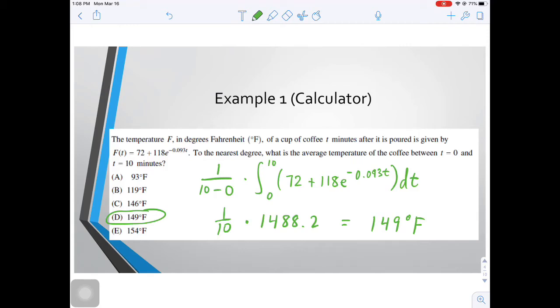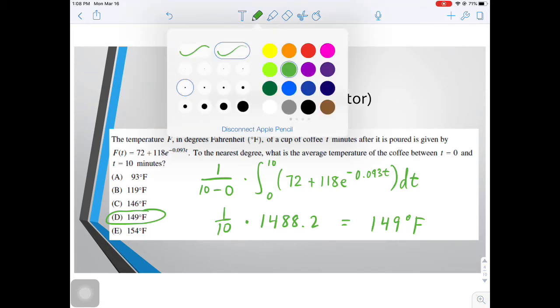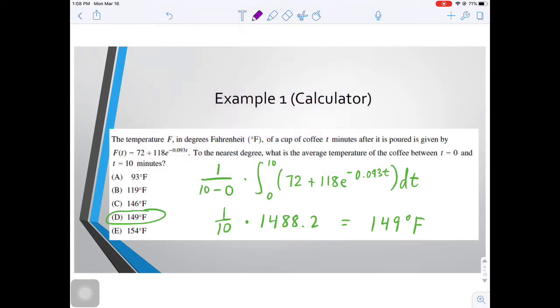Now, you might be wondering why it is that we integrate the function and yet we end up with the exact same units that we started with, because f was a function in degrees Fahrenheit and we ended up with an average value that was also in degrees Fahrenheit, even after we integrated it. Shouldn't it give us the antiderivative? Well, if we just took the integral, it would give us the antiderivative.